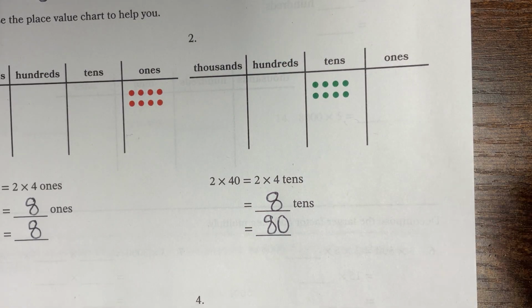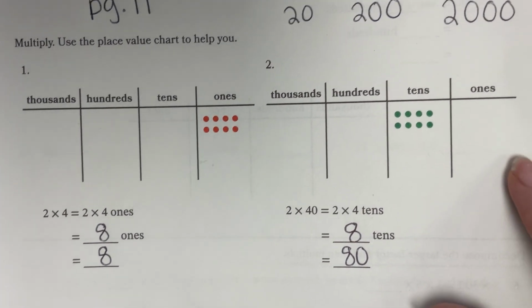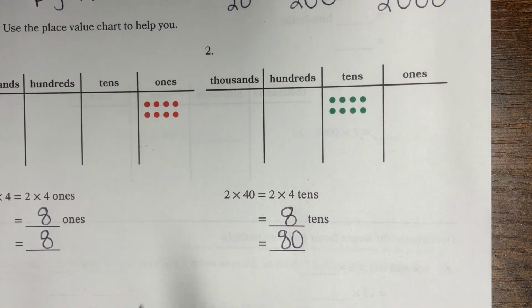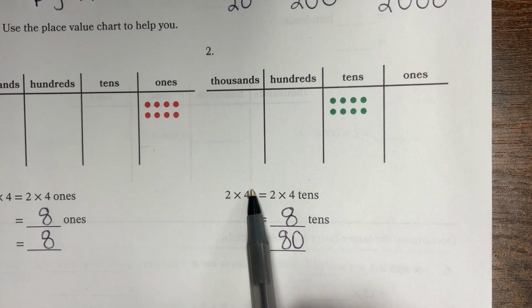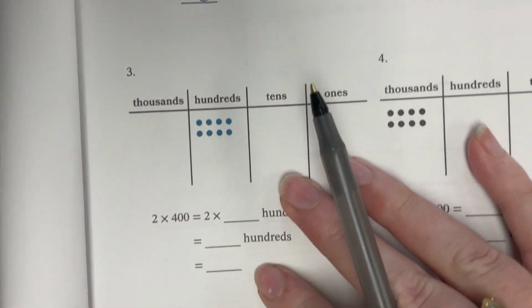There we go. You can see how these are similar to each other, but not the same. If we were looking at 2 times 40, we know that we can do 2 times 40 by covering up the 0 and doing 2 times 4 and then putting the 0 back for 80. Let's look at the next one.